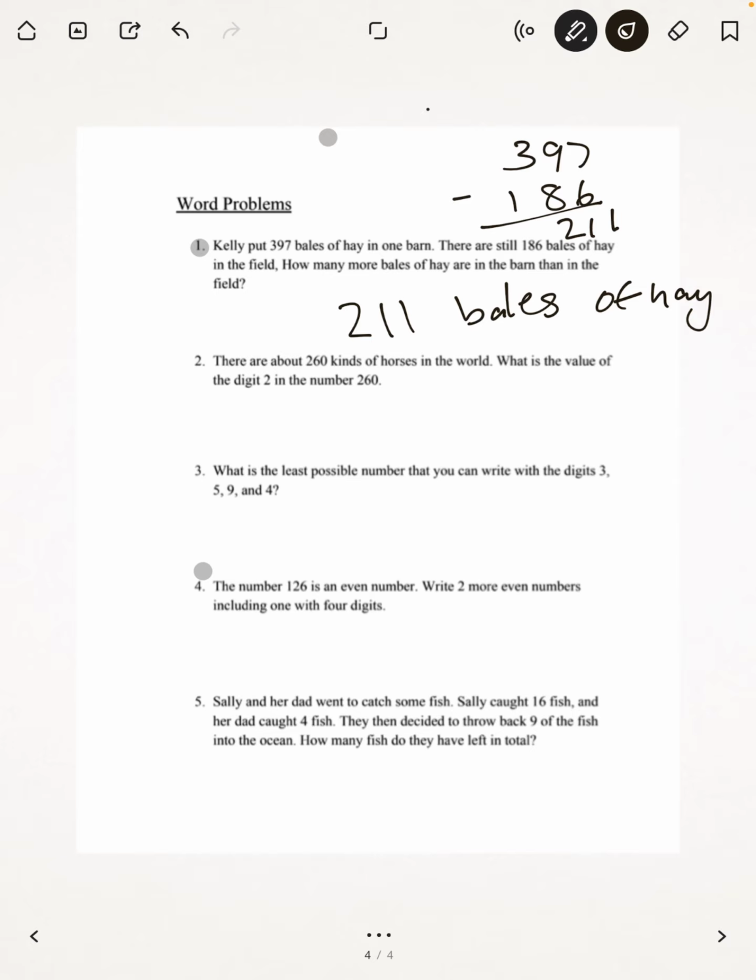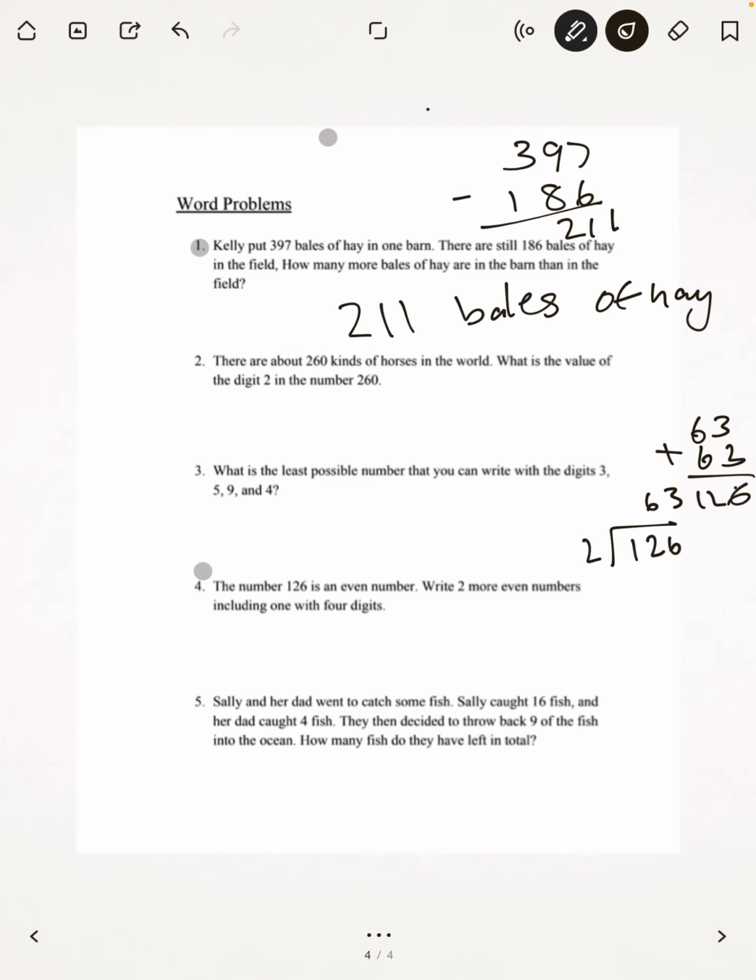Okay, our number 126 is an even number. Write 2 more even numbers, including one with 4 digits. Okay, so even numbers are numbers that can be divided by 2. For example, 126 is divisible by 2. You could do 126 divided by 2 is 63, because 63 plus 63 equals 126. So we're supposed to write 2 more even numbers.